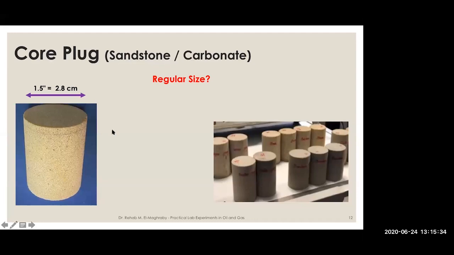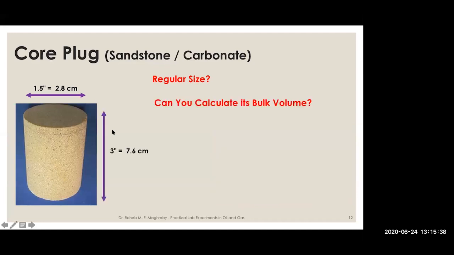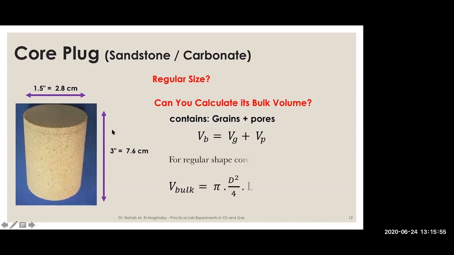So how can we calculate the plug volume? The bulk volume. The bulk volume of the core in general contains grain and pores. So the bulk volume of the core is equal to the volume of the grain plus the volume of the pores. But we are using a regular shape, so it is the volume of the cylinder: pi d squared over 4 times the length. So this is how we can calculate the bulk volume.